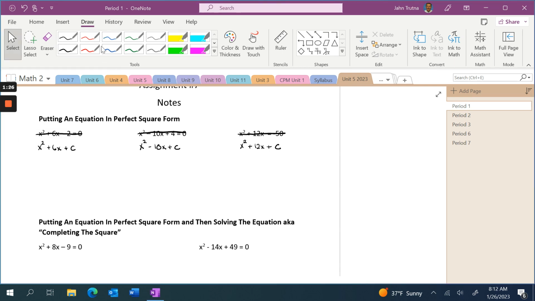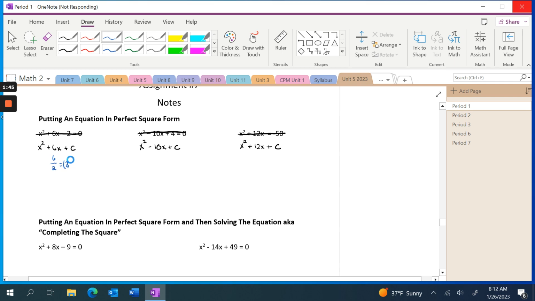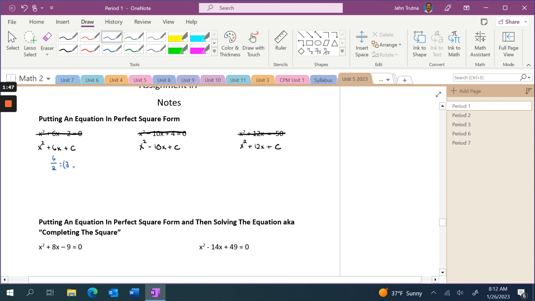And here's how you put equations in perfect square form. You take the number, the value, just the number in front of the x, which in the first example is a 6. You cut that number in half. In other words, you divide it by 2, which is going to be 3. And then you take that number and you square it. So 3 squared is equal to 9.